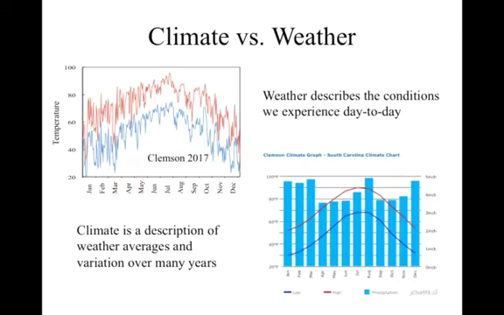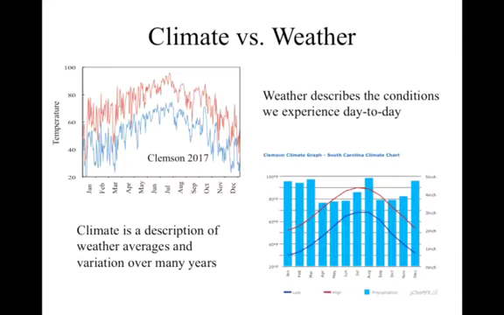Climate, on the other hand, is a description of weather averages and variation over many, many years. On the right-hand side, you see a graph that represents elements of the climate of Clemson, South Carolina. And what you'll notice, it's a lot smoother than weather. Rather than just looking at the high and low temperatures in 1 year, the red and blue curves in the climate graph are the temperatures at that particular day averaged over many, many years. And so you get that smoothing out of the noise.